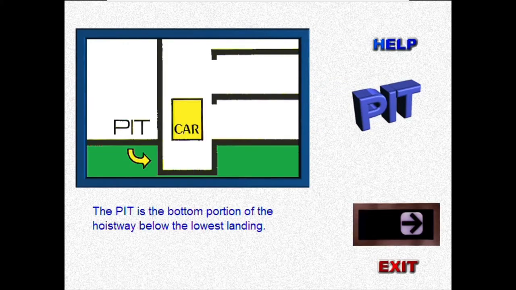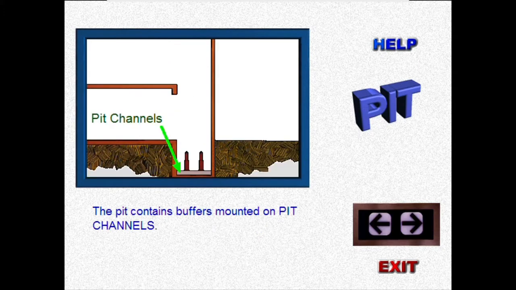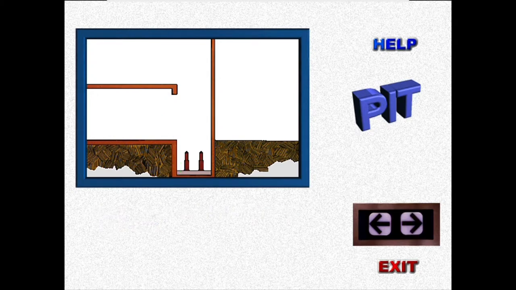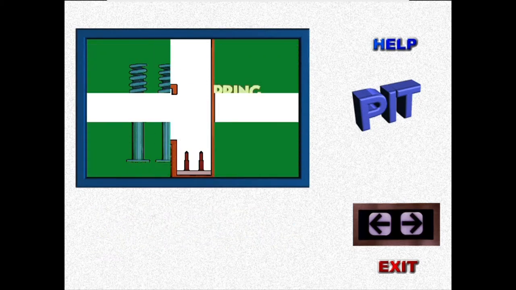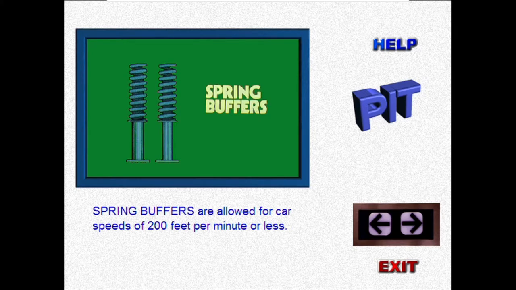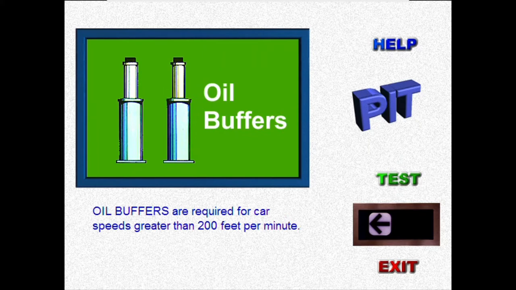The pit is the bottom portion of the hoistway below the lowest landing. The pit contains buffers mounted on pit channels. These buffers are designed to cushion the stop of a descending car or counterweight beyond its normal limit of travel. Spring buffers are allowed for car speeds of 200 feet per minute or less. Oil buffers are required for car speeds greater than 200 feet per minute.